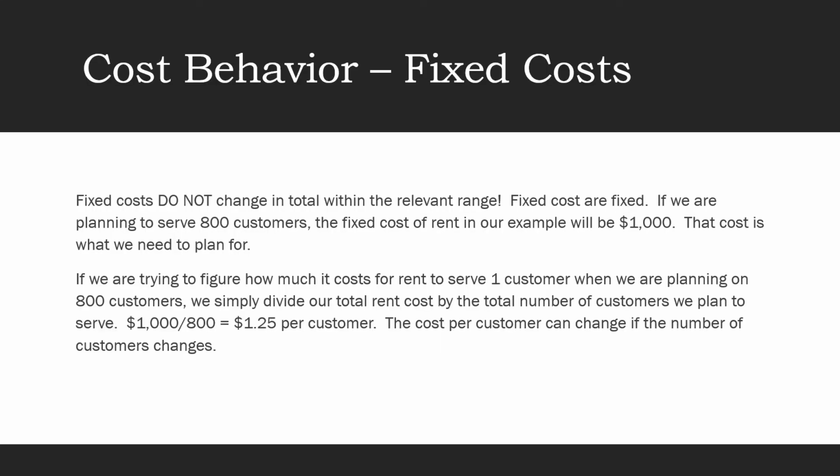Fixed costs do not change within the relevant range. Fixed costs are just that, they're fixed. If we plan to serve 800 customers, the fixed cost of our rent in our example will still be $1,000. That's the cost we need to plan for. If we're trying to figure out how much it costs to serve one customer when we're planning to serve 800 customers, we simply divide our total rent cost by the total number of customers we plan to serve. 1,000 divided by 800 is $1.25 a customer. The cost per customer will change if the number of customers changes.